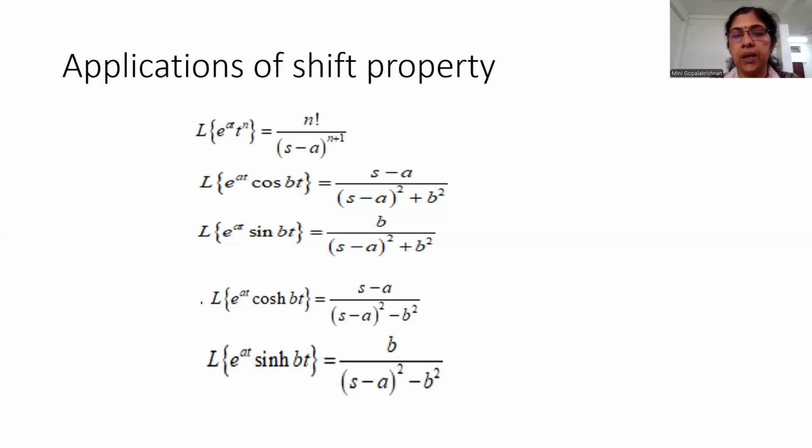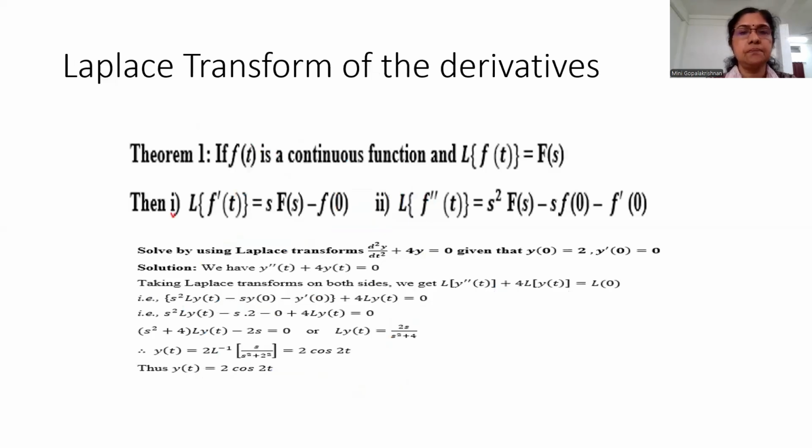And when e raised to at comes, shifting happens and the Laplace transform becomes s minus a by (s minus a) the whole square minus b square. In the same way, L of sinh bt will be b by s square minus b square. When shifting happens, as e raised to at comes into the picture, it becomes b by (s minus a) the whole square minus b square. Now we'll have a look at the Laplace transform of the derivatives.